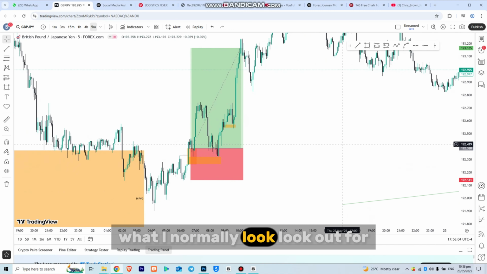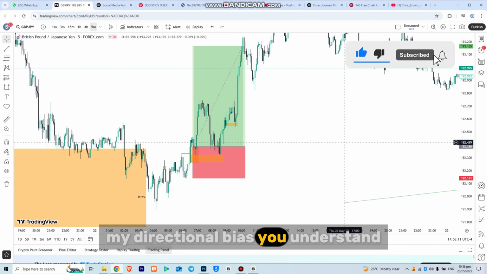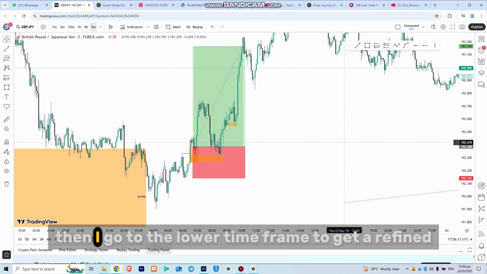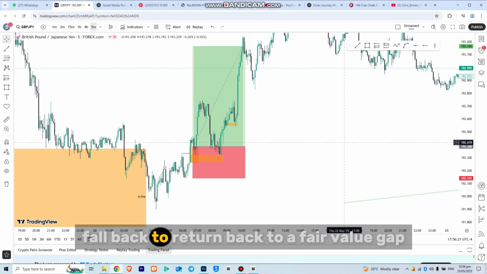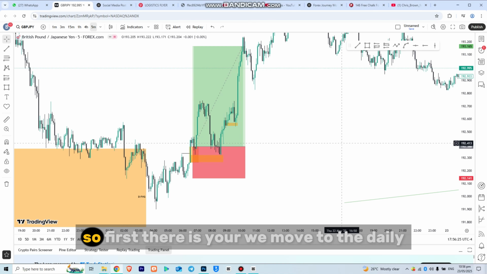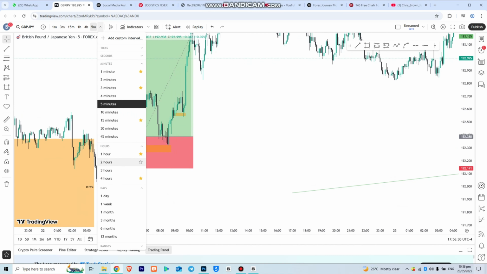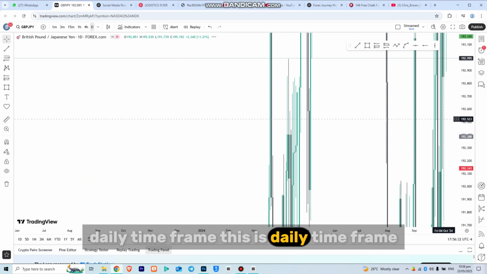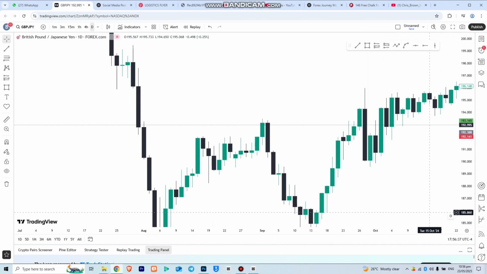So for the trade, what I normally watch out for in the chart is first my directional bias. Then I go to the lower time frame to get a refined entry: break of market structure, return back to a fair value gap, then I enter. Boom. So first, we'll move to the daily time frame. This is the daily time frame.